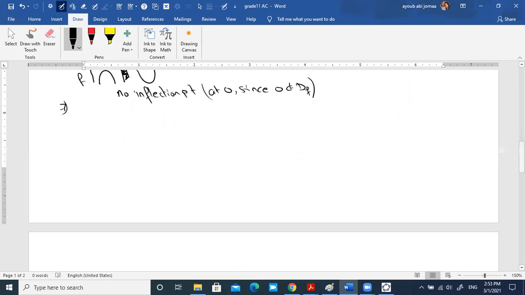Same rule, nothing changes. The equation of the tangent line T will be y is equal to f prime of a times x minus a plus f of a, and here a is equal to 1.